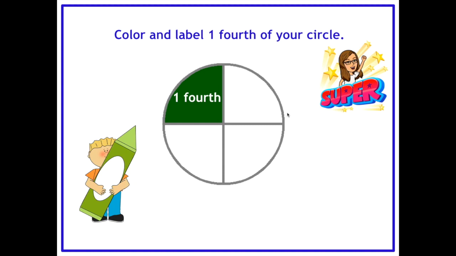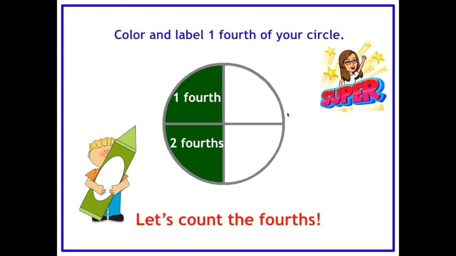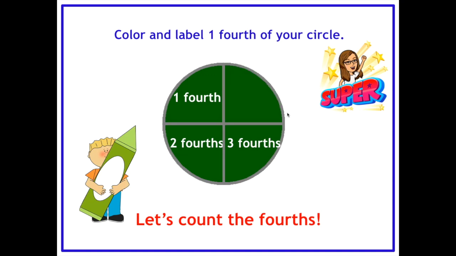As you see on my screen, this is 1/4 because I have 1 out of the 4 equal parts shaded in. Let's count the fourths. I have 1/4. Now I colored this one in, so I have 2/4. I colored this one, so now I have 3/4. And I colored this one, so now I have 4/4. Great job. 4/4 is a whole.